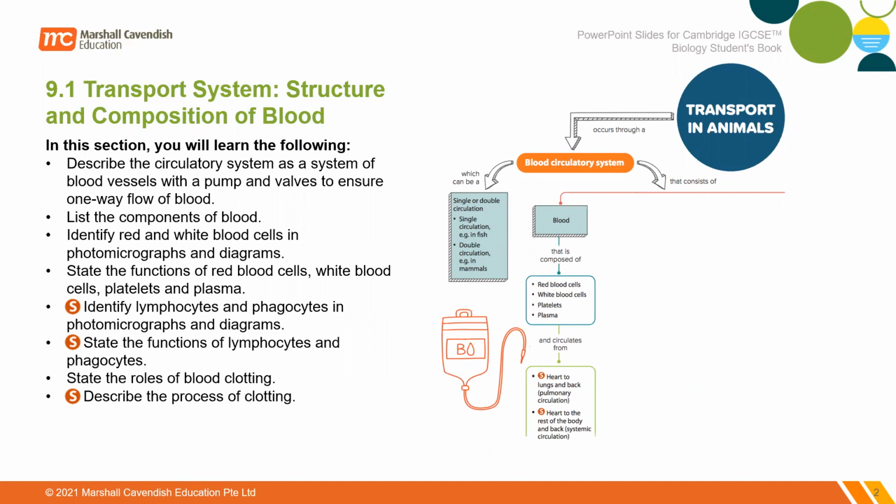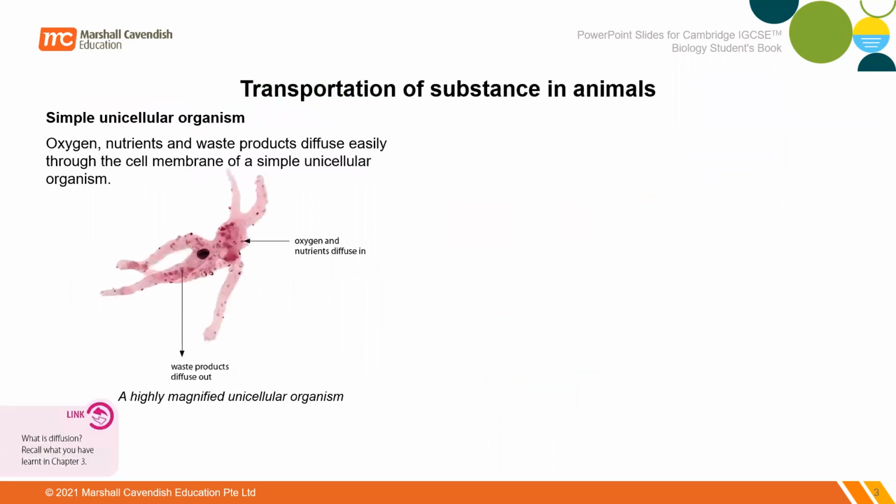For example, if you learned that the components of blood are red blood cells, white blood cells, platelets, and plasma, fine, just tick this point. This is because all of the objectives are the CIE or Cambridge objectives. They're not my objectives. So this means that based on the specification, you have covered everything. Okay, so let's start with the first slide.